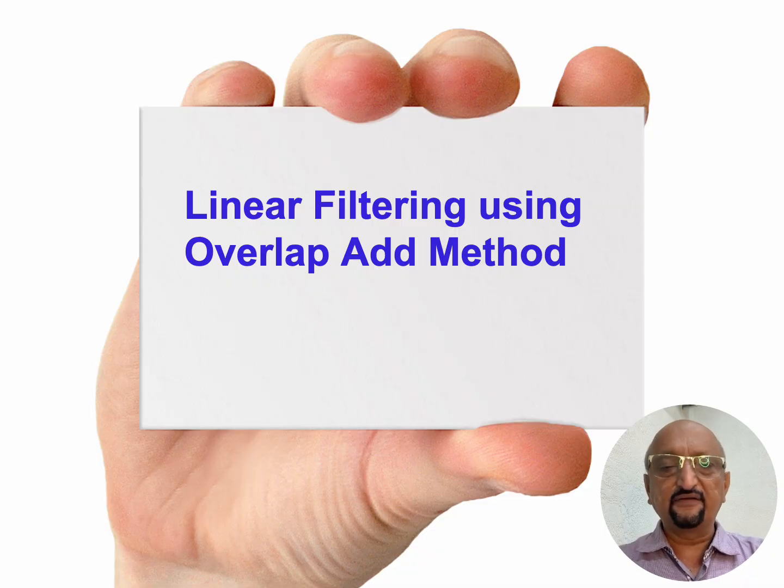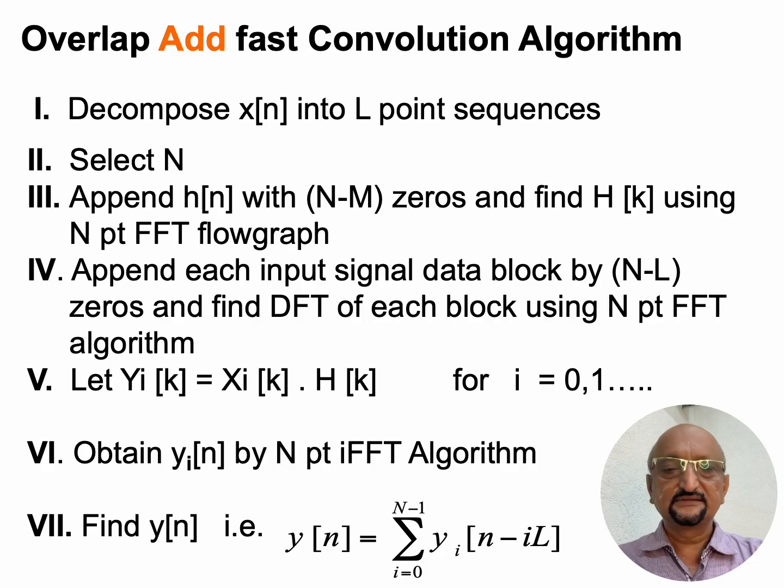First we'll take linear filtering using the overlap add method. In this method we have to decompose x of n into L point sequences. Obviously this L is a finite length, user defined. Then you have to select this value of N. N has to be greater than or equal to L plus M minus 1. We have to append h of n with an appropriate number of zeros. We have to append x of n with an appropriate number of zeros because we have to make the lengths of both the input signals equal.